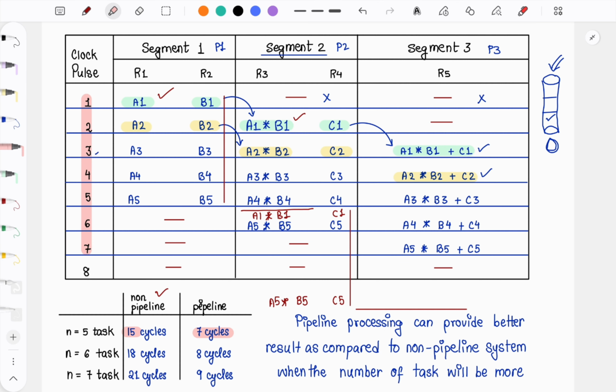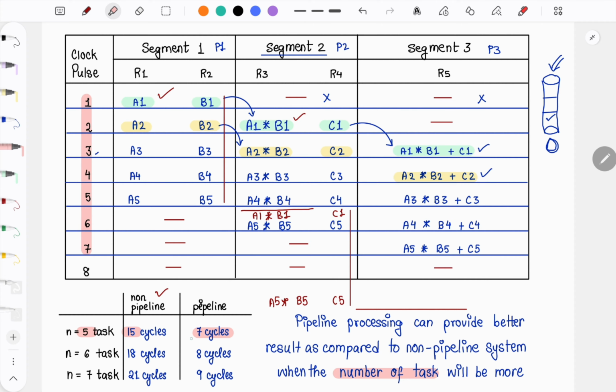Each of them are independent of each other, there is no such dependency. However, in the pipeline case we can see that they are performing simultaneously and saving some cycles. How is this helpful? This pipeline processing can be helpful when we have a high amount of tasks, when the number of tasks is on the higher side.